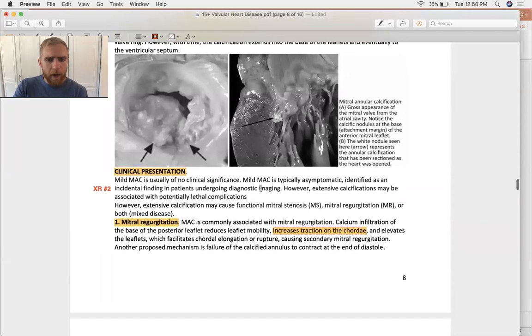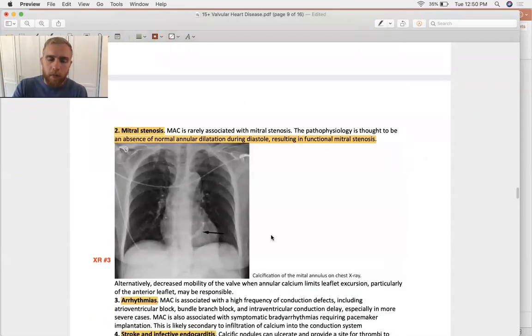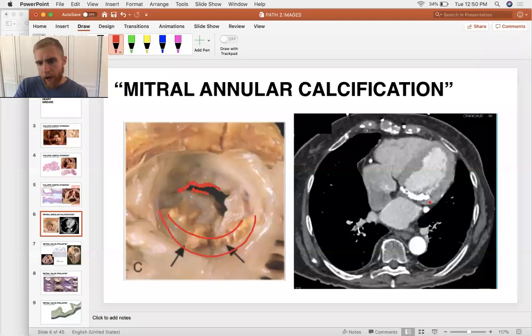And we can also see it on x-ray. And the reason why we can see it on x-ray is because it's calcium. So it's bone, right? And it's going to present as this stripe on x-ray, right where the mitral valve would be. And here I've got an axial section of the same phenomenon.